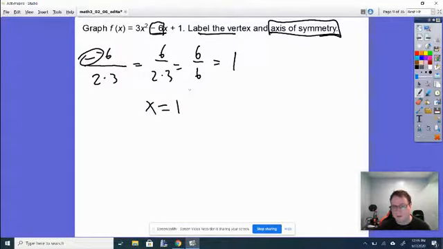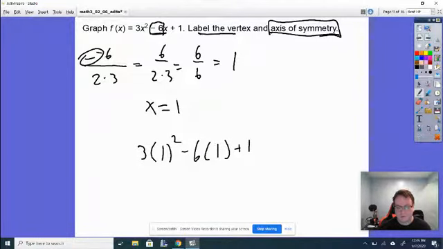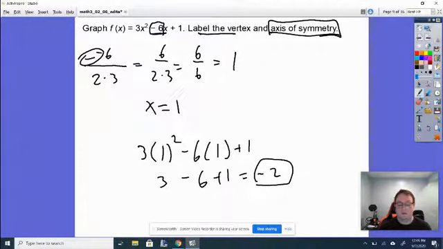And then what I can do for the vertex is plug that back in. So I'm just going to take 1 and plug it back into my equation. So 3 times 1 squared minus 6 times 1 plus 1. 1 squared is just 1 times 3 is 3, which is minus 6. 6 times 1 is just 6 plus 1. So I'm going to have 3 minus 6, which is -3, plus 1, which is -2. This is my y value. Okay, so this is my axis of symmetry. And then my vertex is going to be at 1, -2.